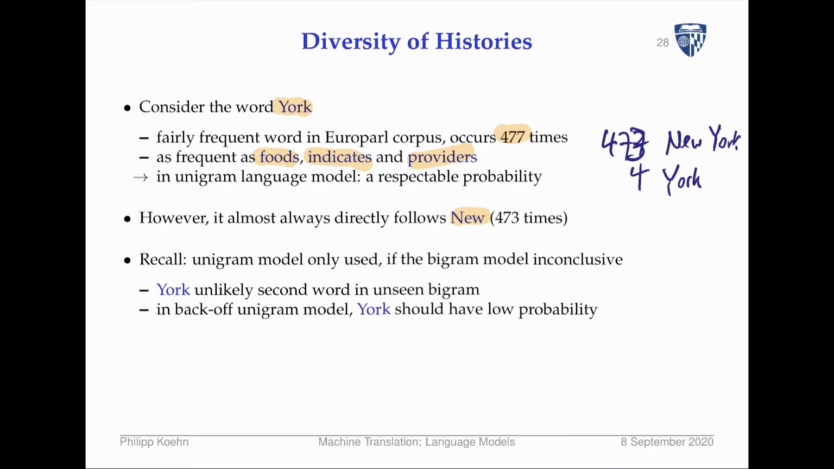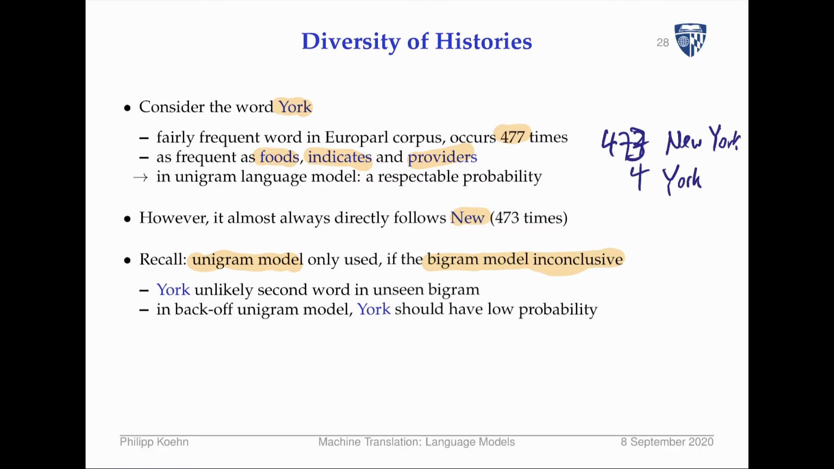Okay, so what does that mean? We're talking here suddenly about unigram language models. Why do we care about unigram language models? We care about them because we back off to them. So if the bigram model is inconclusive, then we're going to back off to the unigram model. However, York is an unlikely second word in an unseen bigram. We don't expect York to occur in new contexts. We expect York to follow new and otherwise not really occur much. So in a back-off unigram model, York should have a low probability.